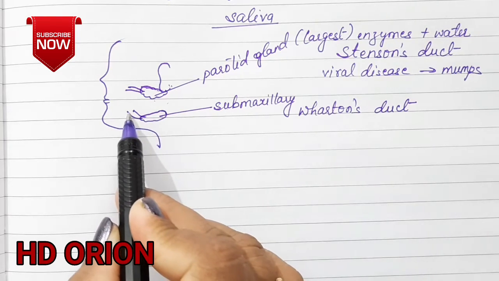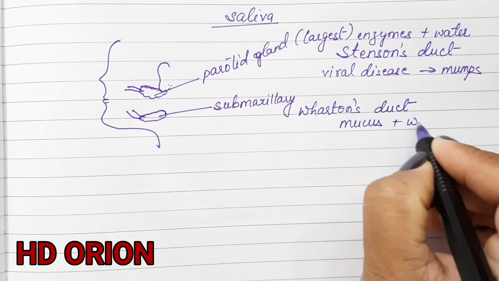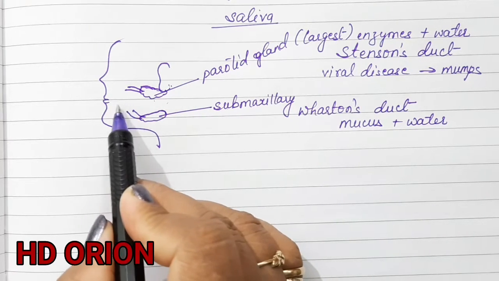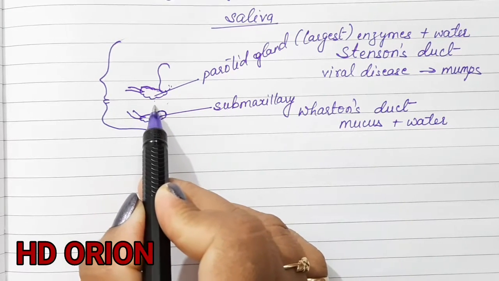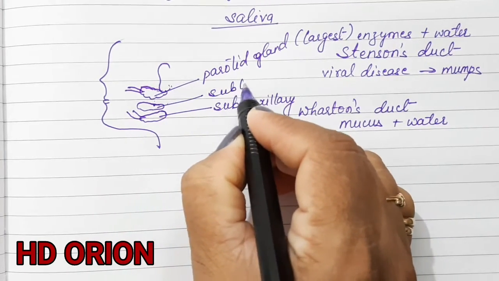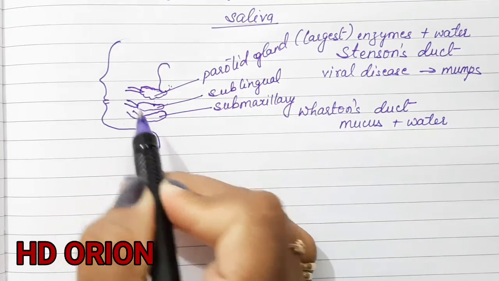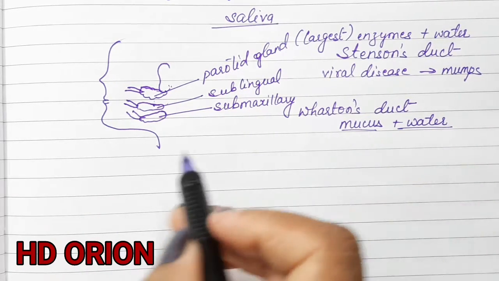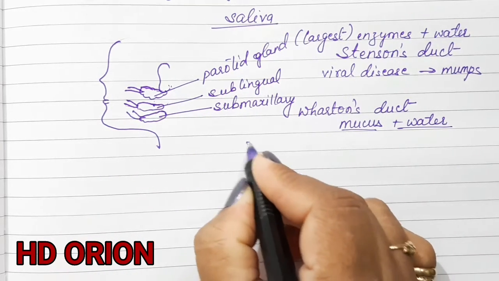This releases a secretion which is very rich in mucus and water. This does not release any enzyme. And the third type of gland is present at the posterior part of the floor of the buccal cavity. This is the mouth region. Over here, the third type of glands are present and these are known as the sublingual glands. The sublingual glands also release the secretion in the floor of the buccal cavity, and this also releases mucus and water. The duct which releases the secretion is known as the duct of Rivinus.